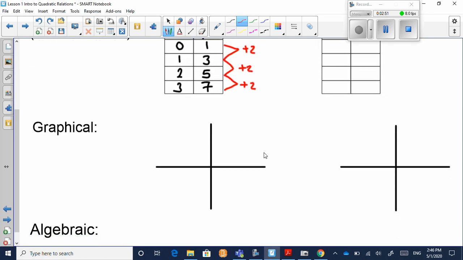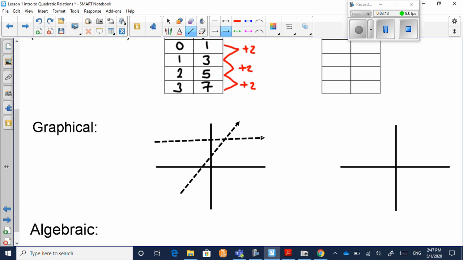The other thing we could have looked at was graphically, and what we would look for in terms of a linear relation is straight lines. So we'd look for something like this, a straight line on a graph. Now it doesn't have to be like that. A linear relation could be horizontal. Let me fix that. It could be horizontal. A linear relation could be vertical. It could be sloping negatively. There's all sorts of linear relations, but we'd look for straight lines.